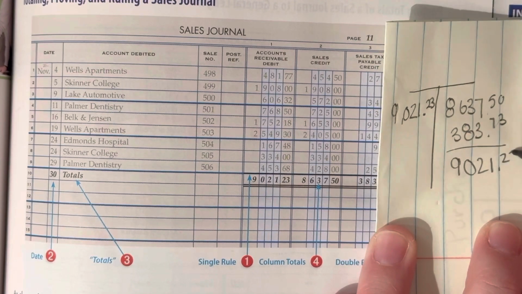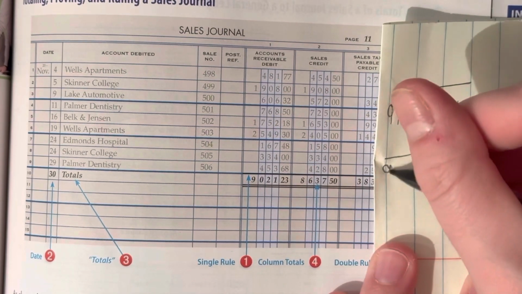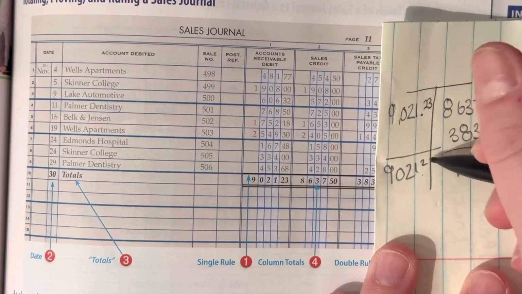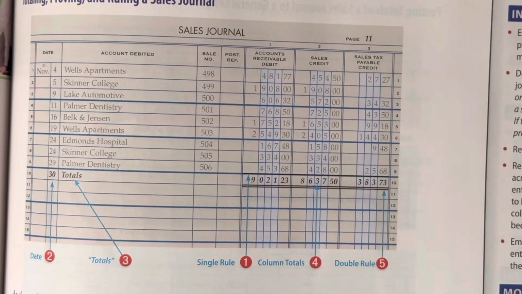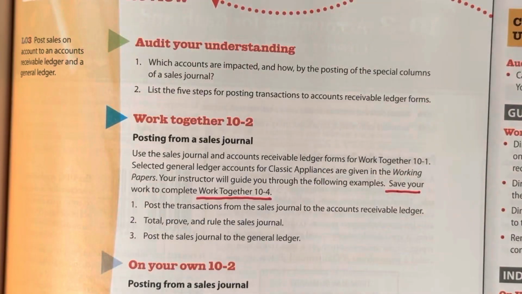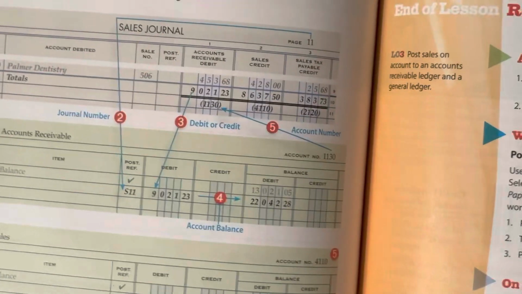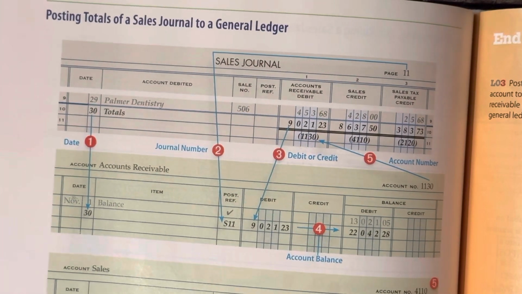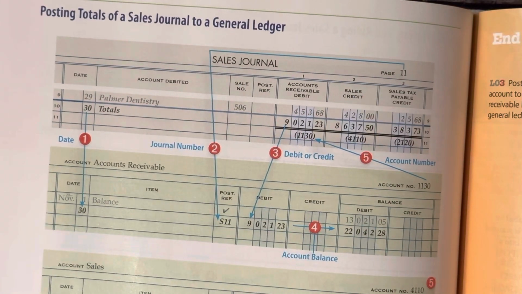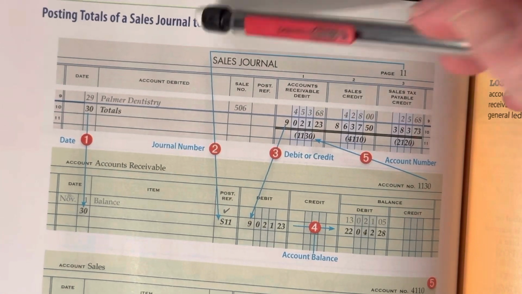9,021, and that ends up being the same exact balance. Debits equal credits, so you can go ahead and double rule it. Total, proving, and ruling the sales journal. Finally, once you total and prove and rule, now you know that your numbers are accurate, so then you can post to the general ledger.